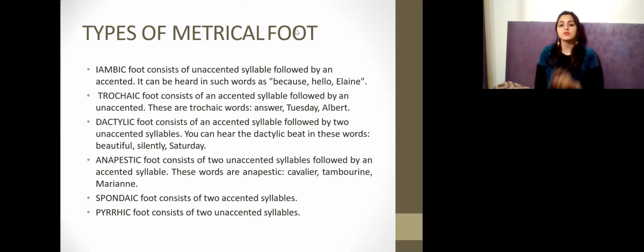Anapestic foot consists of 2 unaccented syllables followed by an accented syllable. These words are anapestic, like caliver or cavalier, tambourine, Marianne. So all these words come into the anapestic foot. Spondaic foot consists of 2 accented syllables. That is it. Then pyrrhic consists of 2 unaccented syllables.